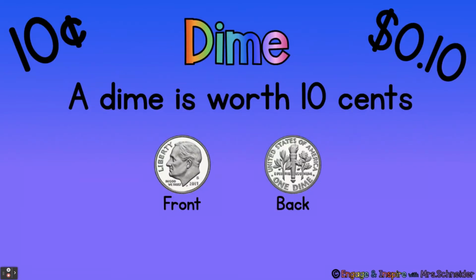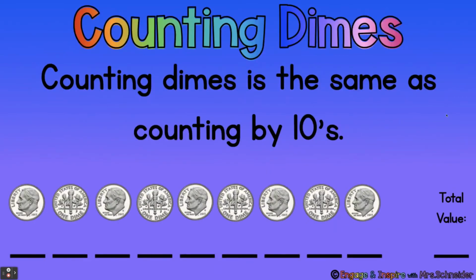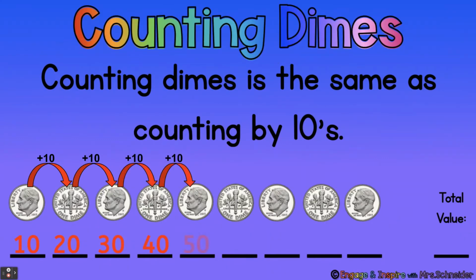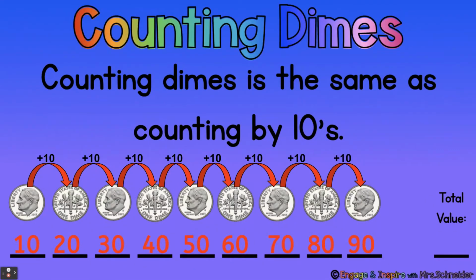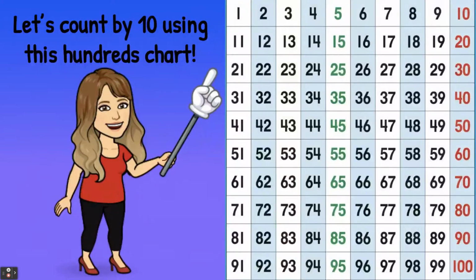A dime is worth 10 cents. Here's how we can write 10 cents with the cent symbol, and here's how we can write it with the dollar sign. $0, decimal point, 10 cents. Counting dimes is the same as counting by tens. Count out loud with me. 10, 20, 30, 40, 50, 60, 70, 80, 90. So 9 dimes has a total value of 90 cents.